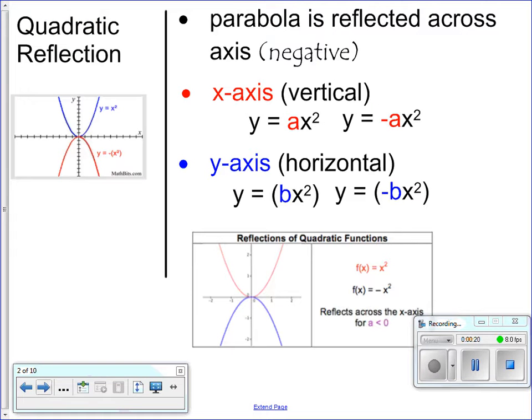So a quadratic reflection is when the parabola goes across the axis. If it goes across the x-axis, it's vertical. So you'll see the negative. See how the a is positive in the first one and the negative a in the second one. The negative is telling you that it's a reflection. A horizontal one will be inside the parentheses. Again, the b to the negative b, and the a will be outside of parentheses.